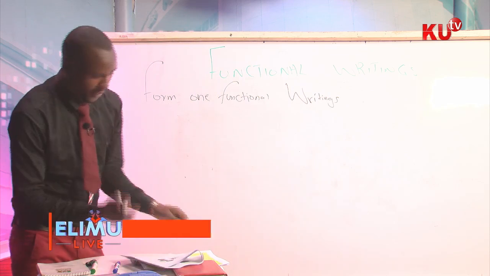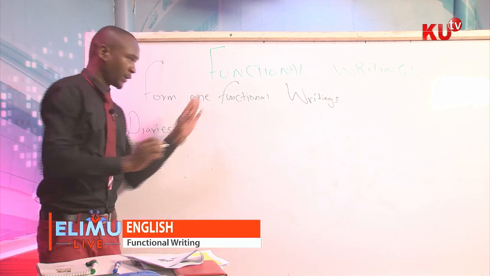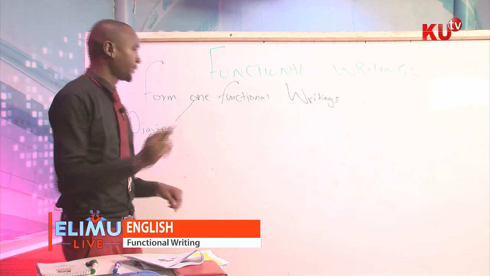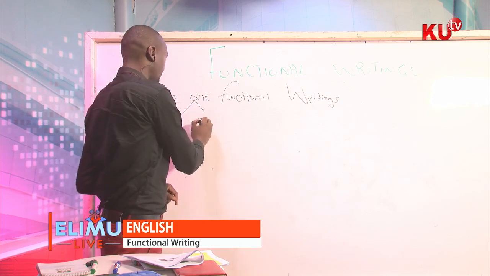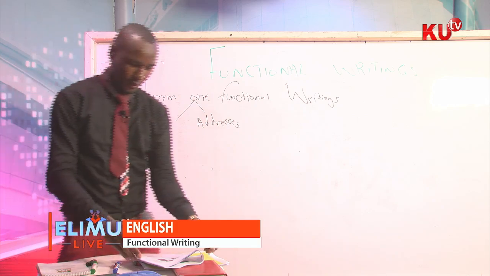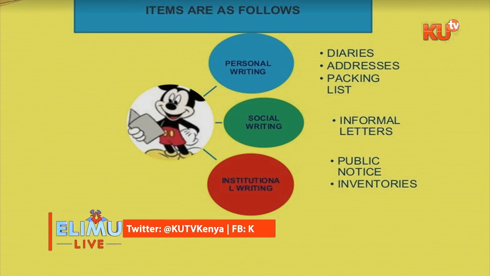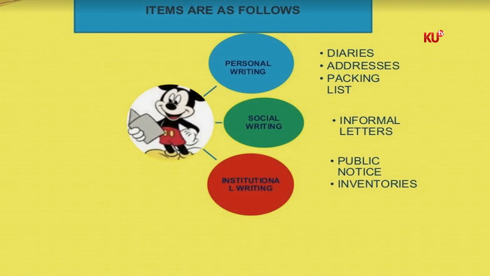In Form 1, you will have diaries. We will discuss them after we highlight for all the classes. Then you have addresses. We cover addresses in Form 1, the block and the indented. Then we used to have the packing list. Packing list is also covered in Form 1. We have the informal letters. Informal letters, that is still Form 1 work.